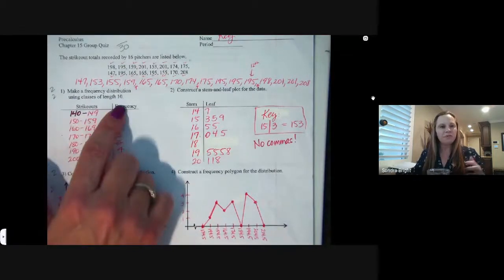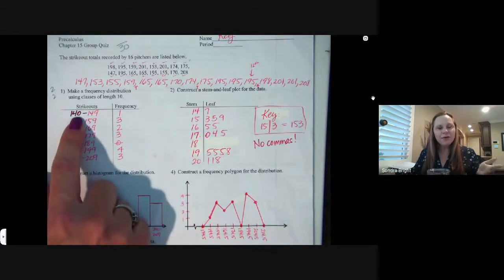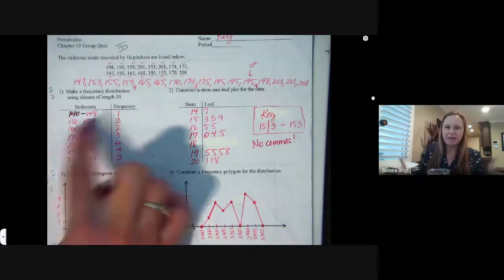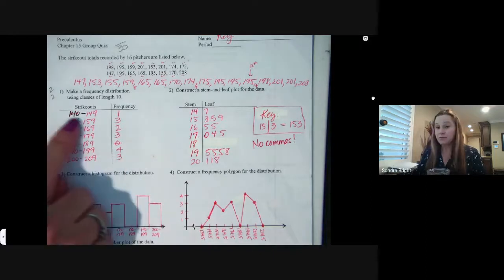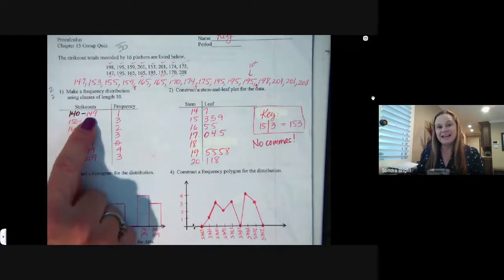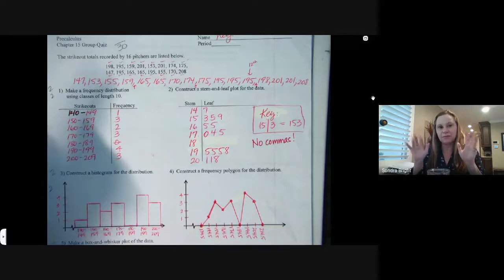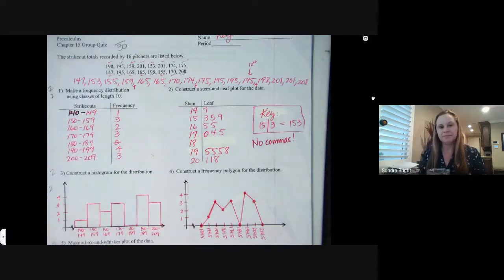Not that it had to start at 140, but it just makes it easier for us to grade if we say, okay, start at 140 and then make class size length 10. And this means that all of your answers should be the exact same as mine, even though in reality, there's lots of different frequency distributions that you can make. But for this, we started you with 140, and so it should go to 149. That is a class length of 10. Use your fingers to count them out. Remember, it's 0 through 9 will give you 10. So it should be that.